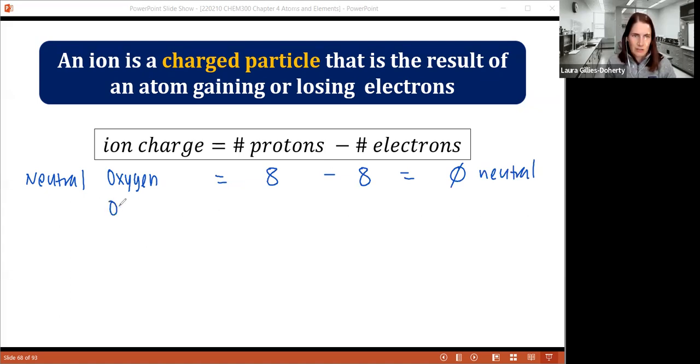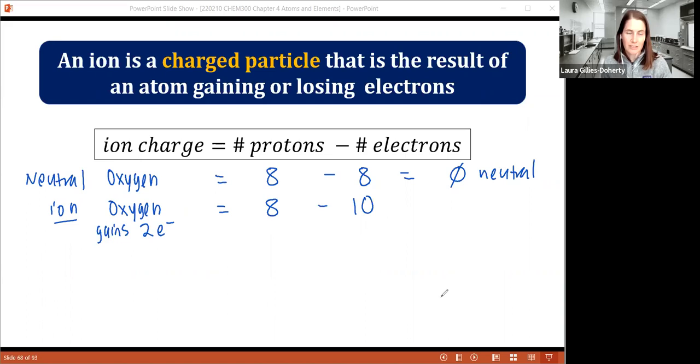For the oxygen ion, oxygen tends to gain electrons, so it's still going to have 8 protons, but oxygen likes to gain 2 electrons. So it's going to have 10 electrons. As we start talking about electronic structure and electron orbitals in the class, we're going to talk about how we know that oxygen wants to gain 2. But for now, we just want to compute the ion charge. So if oxygen gains 2 electrons, it'll now have 10 electrons. 8 plus 2 is 10. And 8 minus 10, it now forms a 2- ion.